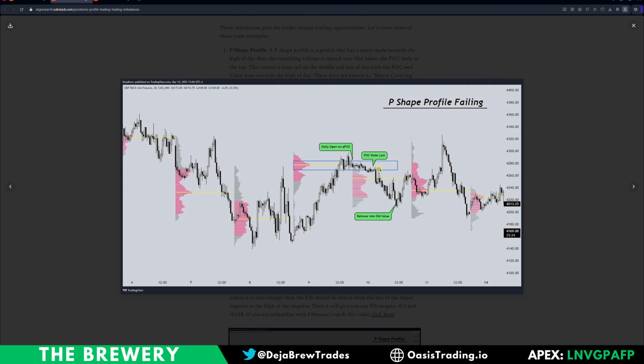So once that POC node, you can see on this following day here, once that POC node begins to act as resistance, that is typically a good place to go ahead and take a short and then place your stop loss above that POC node, preferably above the high of day if it's not too far. And then you want to target that loss of value in that lower tail. So once we lose that value area low, you want to target preferably that low of day if possible.